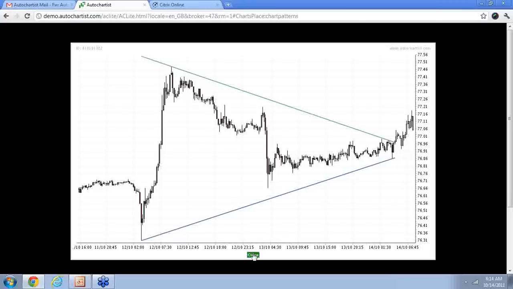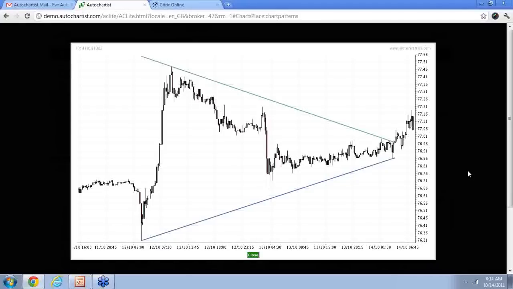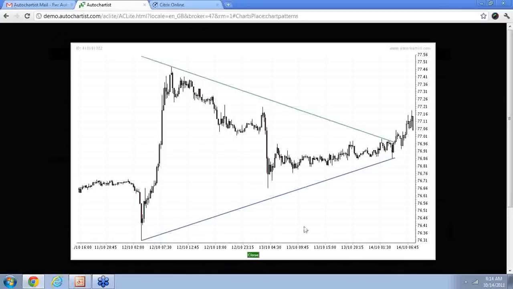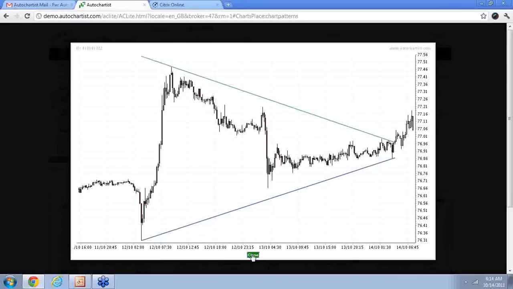So after I look at my emerging patterns, I will go back to my completed patterns. After this begins to break out, it becomes a completed pattern, and then I get more parameters.